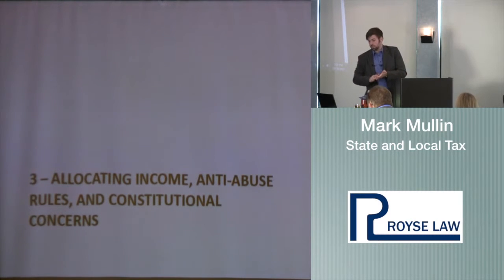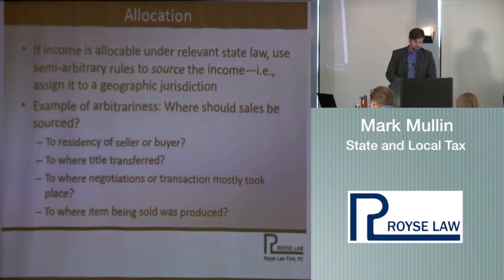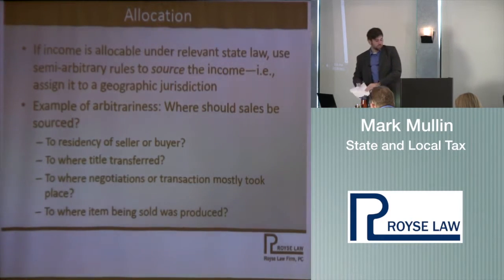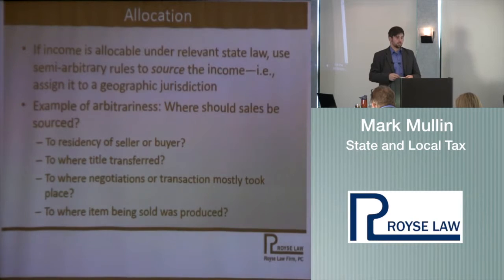Now I will discuss how allocation works in more detail, and then I'll move on to how apportionment works in more detail. So allocation works like this. If income is allocable under relevant state law, you just use whatever arbitrary or semi-arbitrary rule that the state uses to source the income.